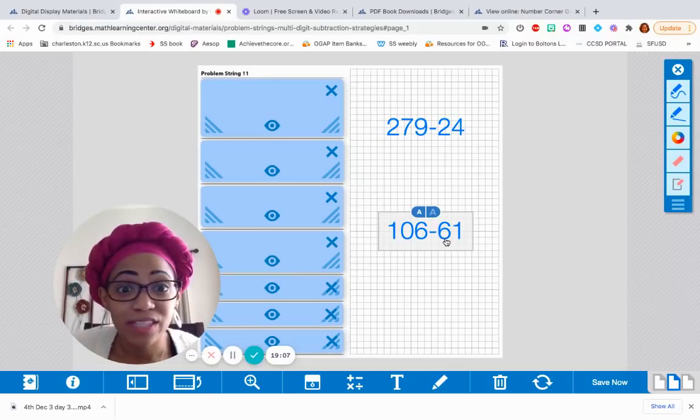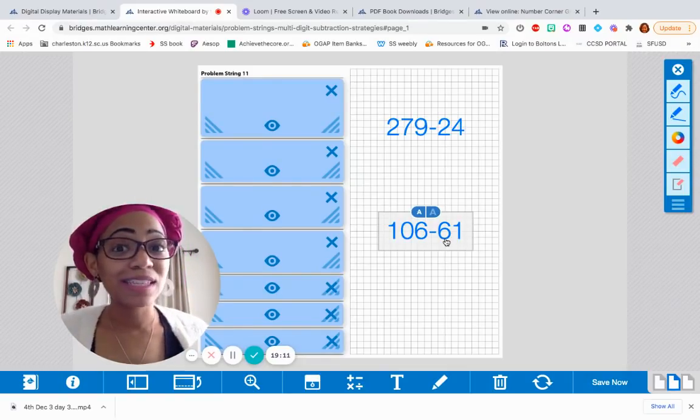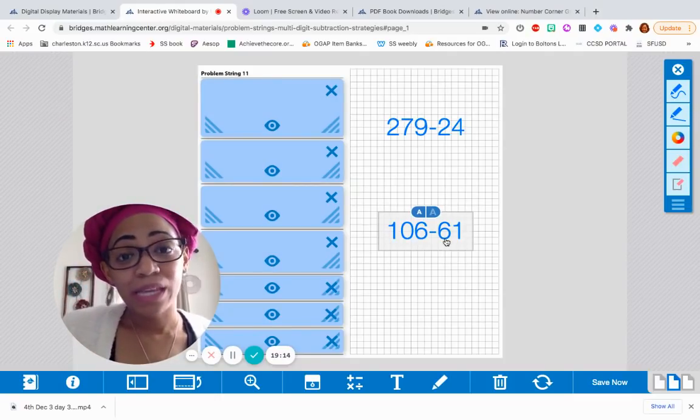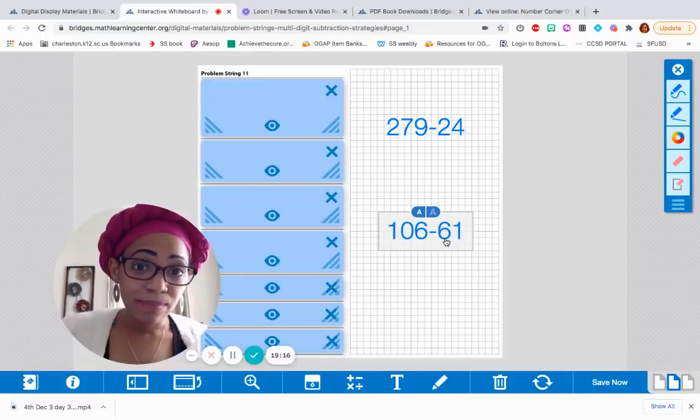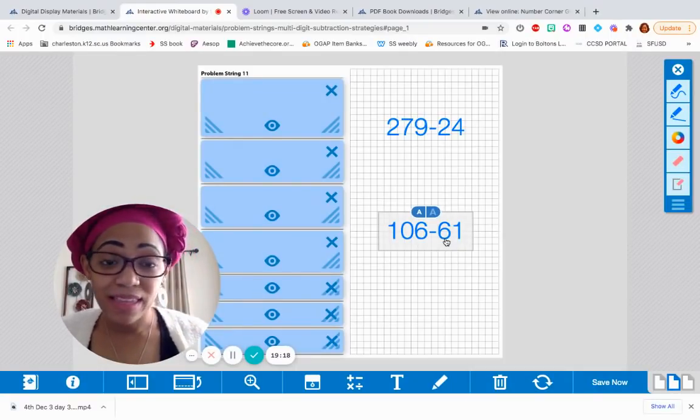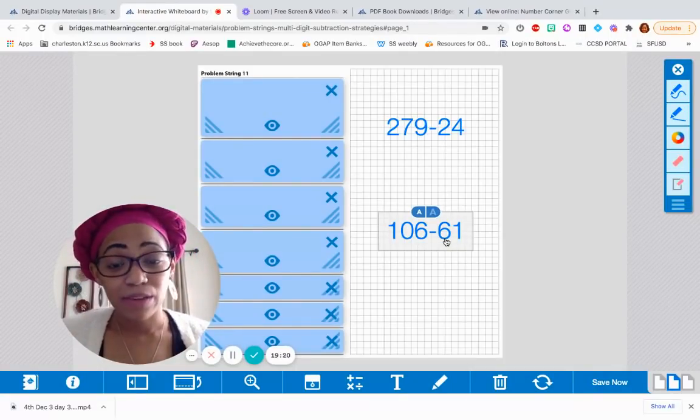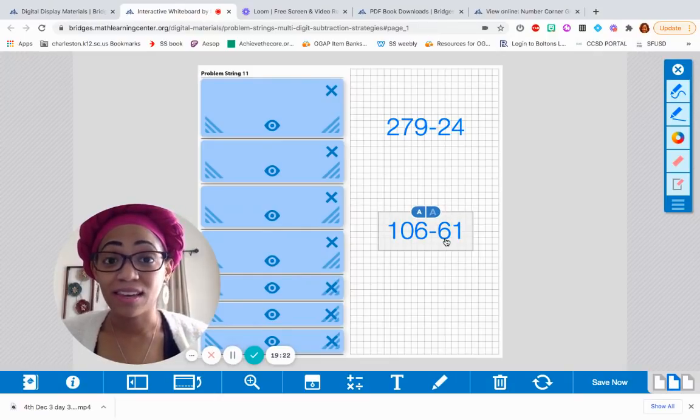If you need to rewind this video to see it again, please do so. But remember, constant difference means the distance between the numbers remains unchanged. So if you add something to one number, you got to add that same thing to the other number. If you take something from a number, you have to take that same thing from the other number.